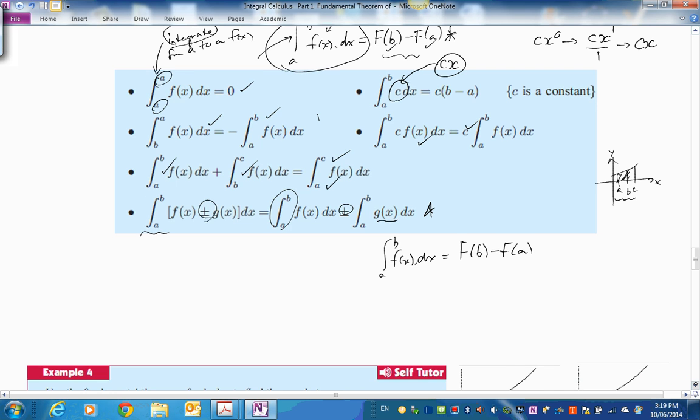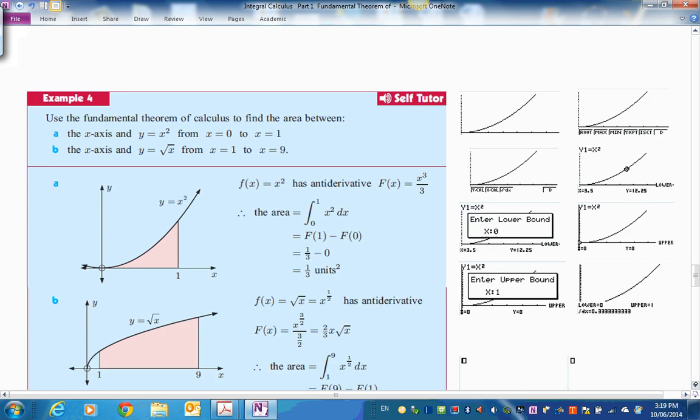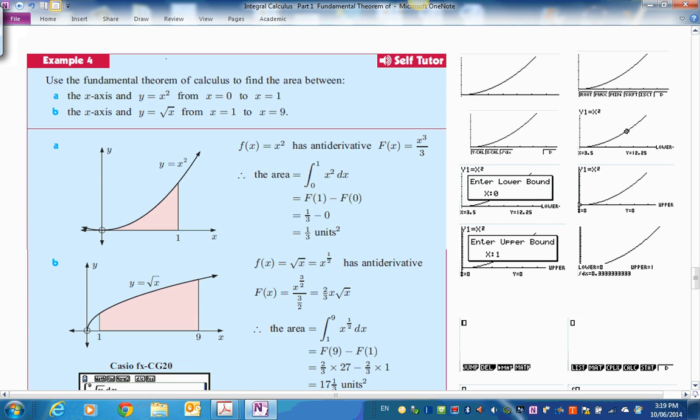Let's have a look now at applying it. What are we going to do? Use the fundamental theorem of calculus to find the area between the x-axis and y equals x squared from x is 0 to x is 1. Okay, so here's our picture. Now, first of all, the antiderivative, our area-giving function, is x cubed on 3. Increase the power by 1, divide by the new power.